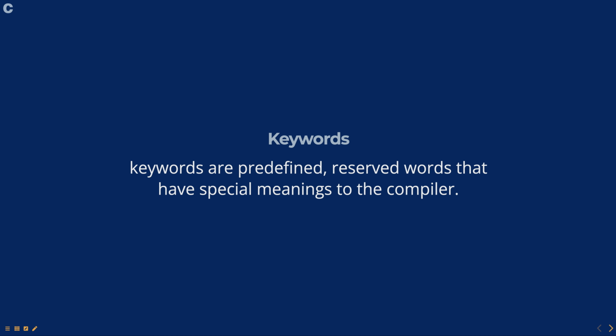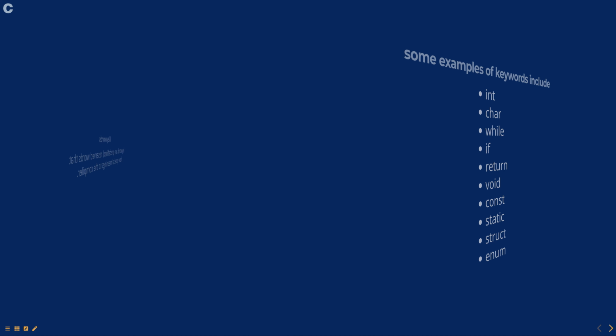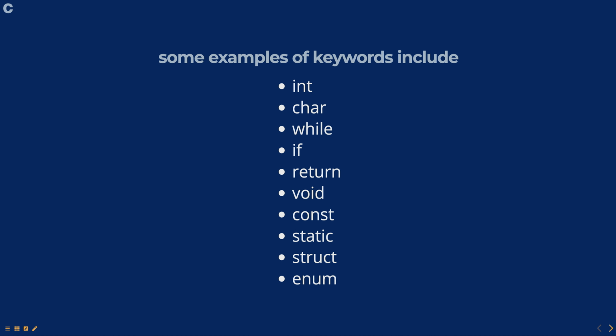In the C programming language, keywords are predefined, reserved words that have special meaning to the compiler. They cannot be used as identifiers, such as variables or function names, and are used to perform specific tasks in the program. Some examples of keywords include int, used to define a variable of integer type.